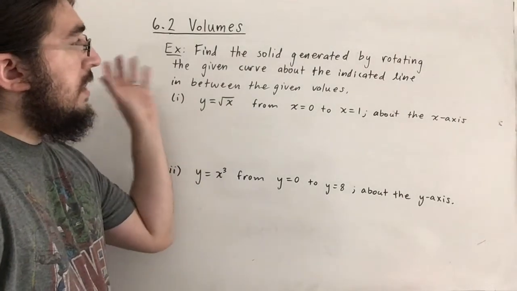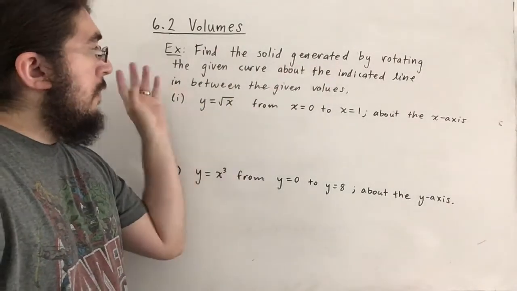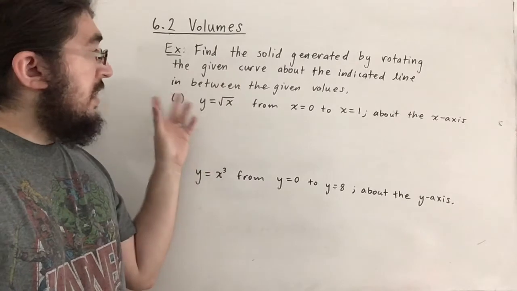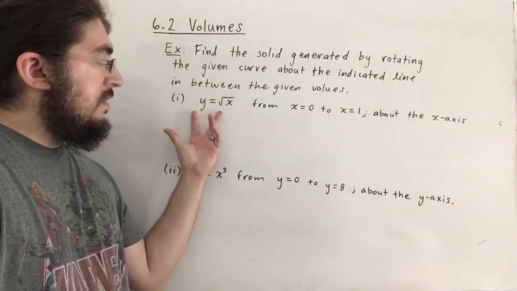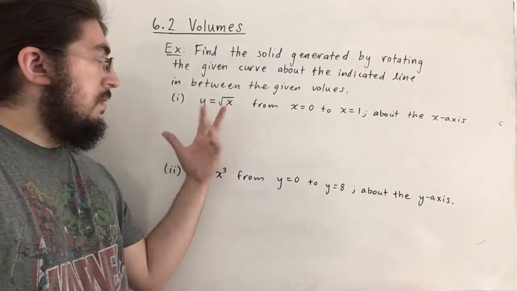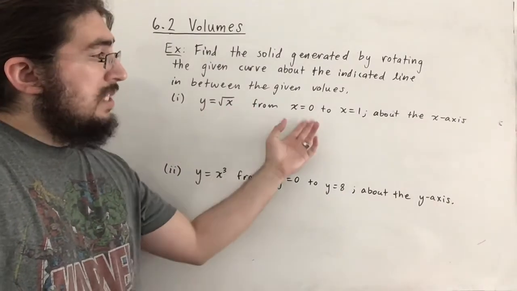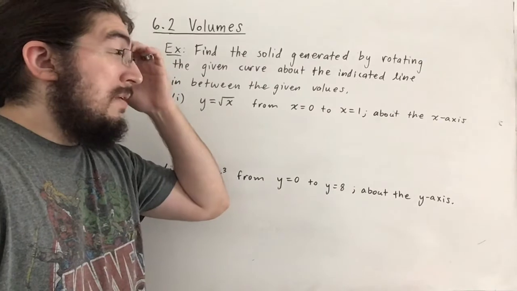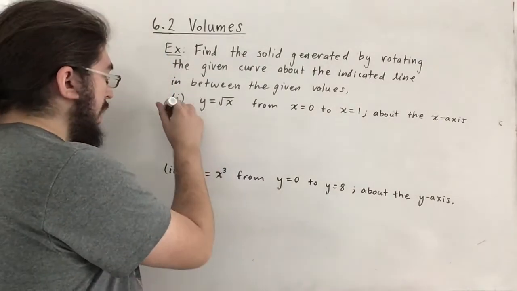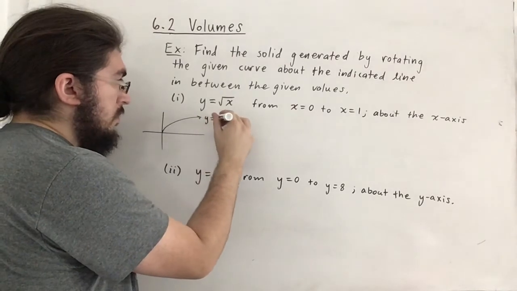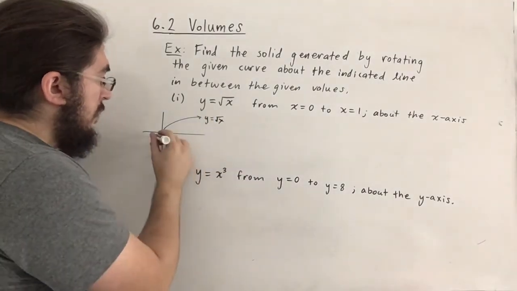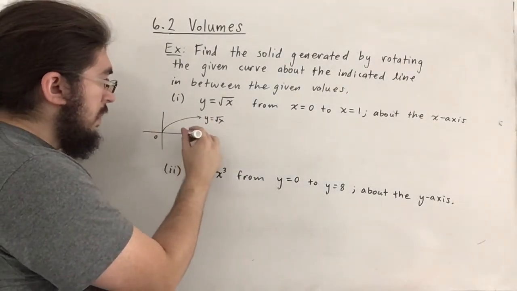So here we want to find the solid generated by rotating the given curves about the indicated lines in between the given values. So for this first one, the curve is y equals radical x, from x equals 0 to x equals 1 about the x-axis. I'm just going to try to graph this real quick. The radical x looks something like this, so that's y equals radical x. And we're going from x equals 0 to x equals 1.